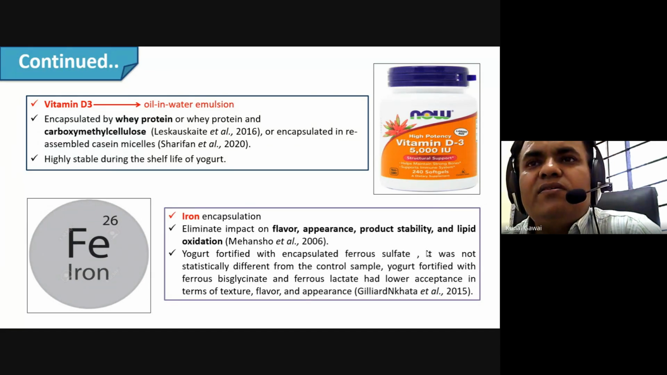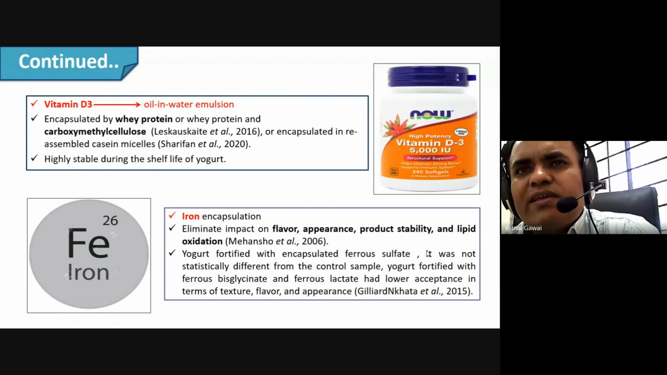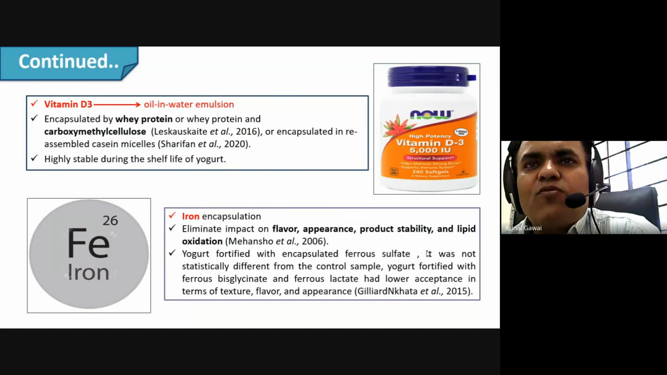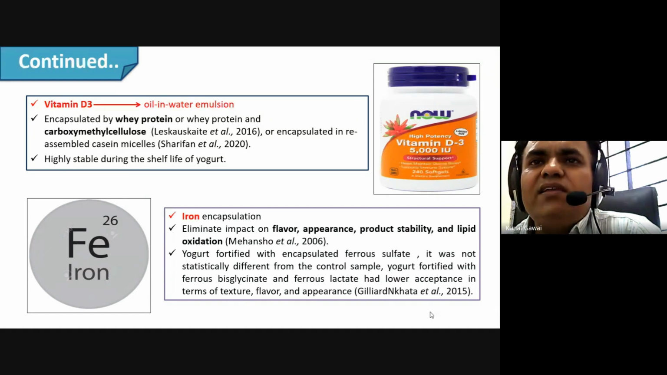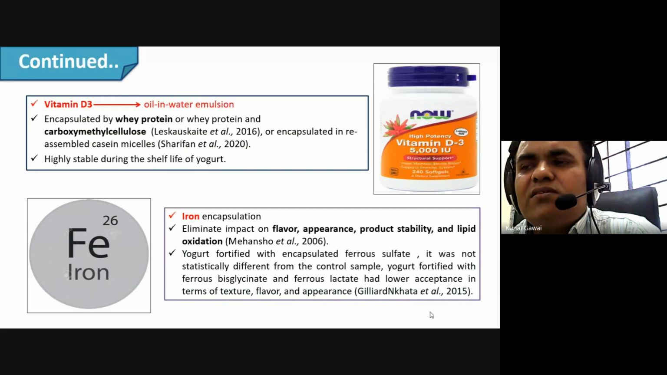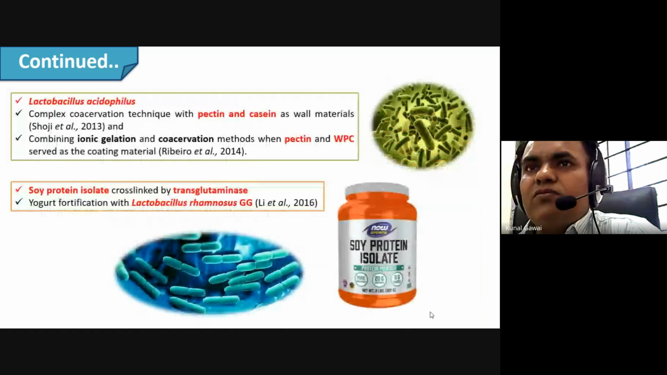Some products have iron addition, like in the form of ferrous sulfate. There are many problems like that: we get a disturbed issue, then a flavor issue. This type of problem can be solved when we encapsulate this ferrous sulfate. So it was not statistically different from the control sample. Why? Because it is in an encapsulated form, so it will not directly impart its physical or sensory characteristics. For that condition, such a technique is a good one.